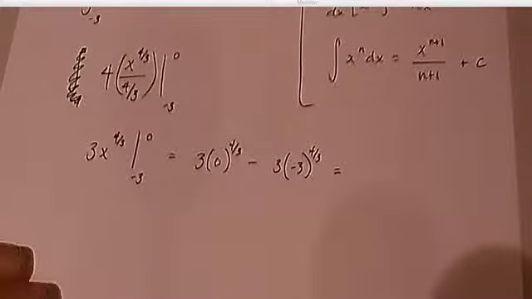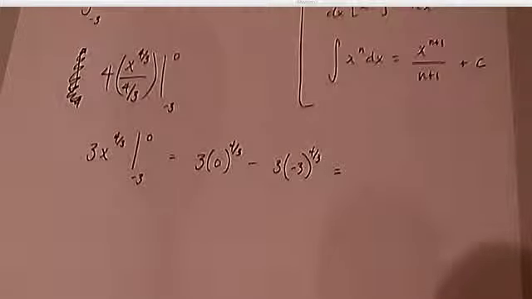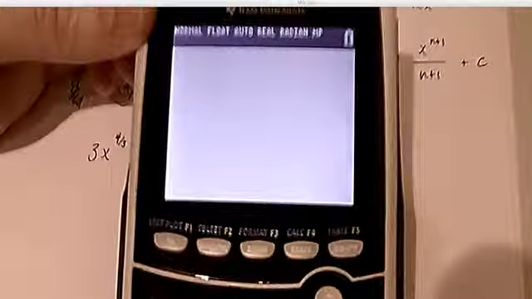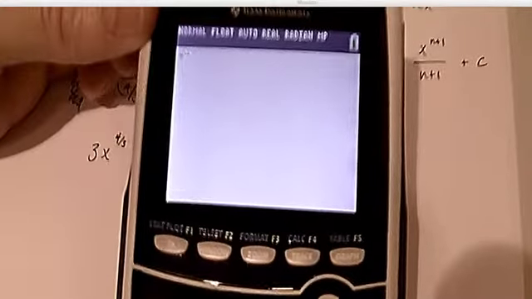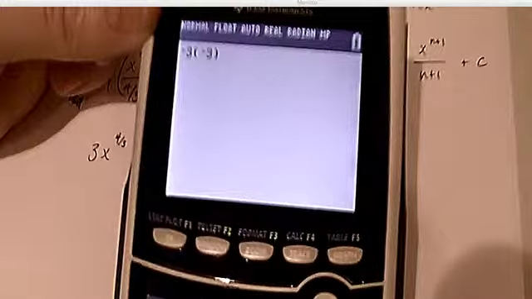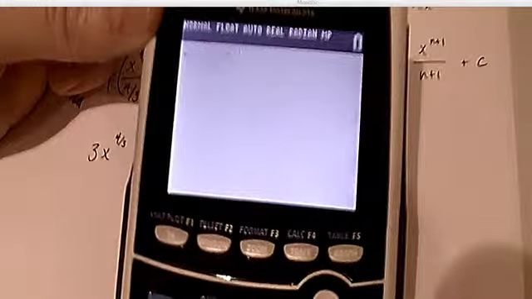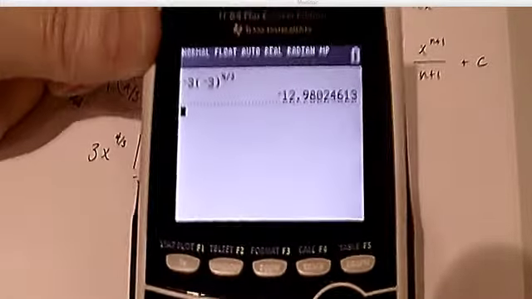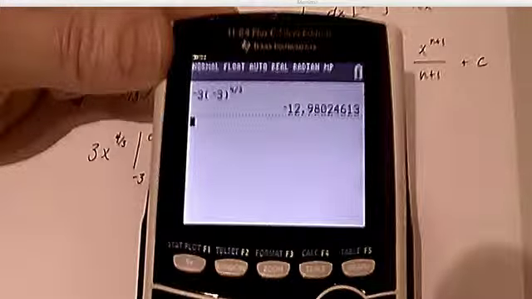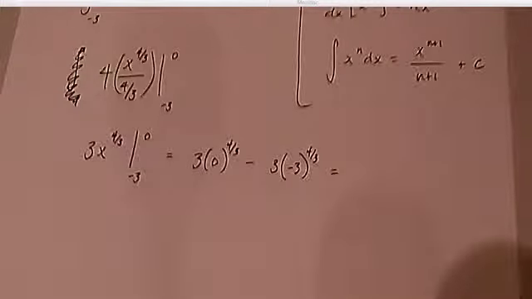And you could, of course, plug that into your calculator and get a decimal approximation. There's really no nice, clean way of actually doing that. So let's go ahead and do that. We know that it's going to be -3 times -3 raised to the 4/3 power, and that winds up being -12.98. Okay? So the decimal is nasty, but that's really the only thing that's nasty about it. It's actually pretty straightforward.